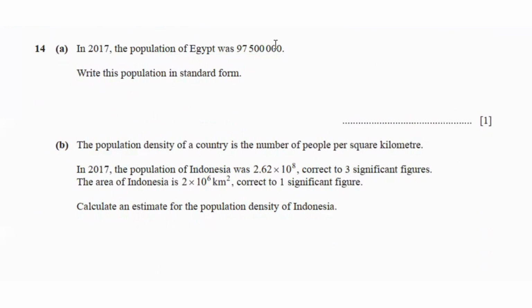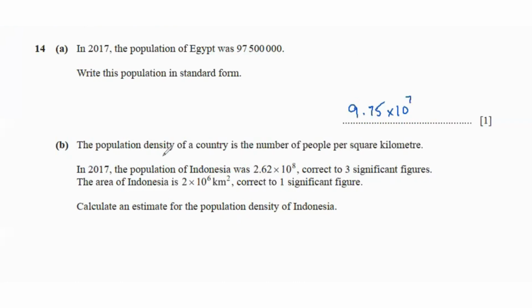In question 14, they've given us the population of Egypt in 2017, and they want us to write the population in standard form. So that's going to be 9.75 times 10 to the power of 7.